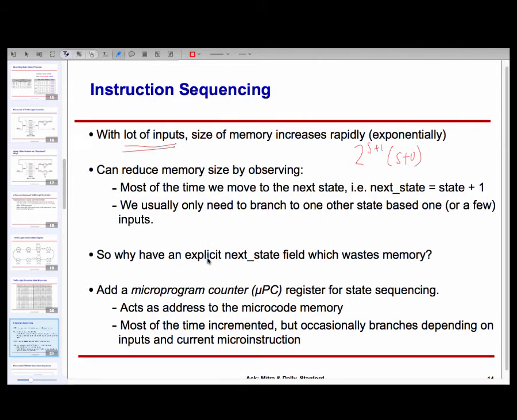So the key idea is, why have an explicit next state field? Why not eliminate that, save some bits, and save memory, an incredible amount of memory, because if I save one bit of state, storing one bit of state in the memory, how many memory bits will I save?